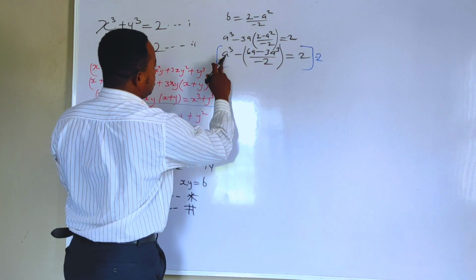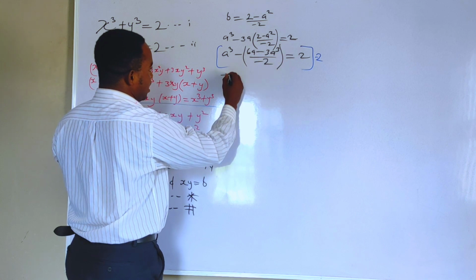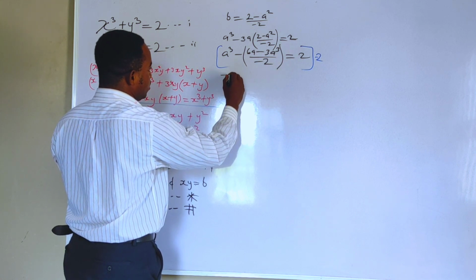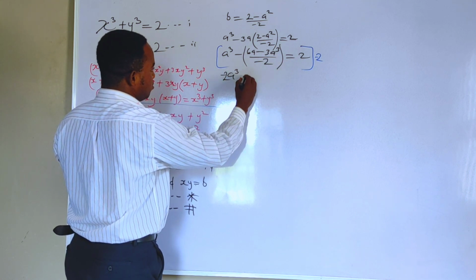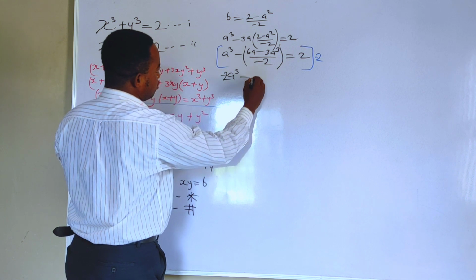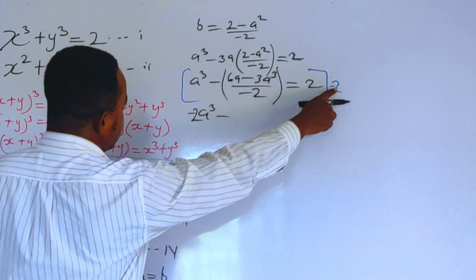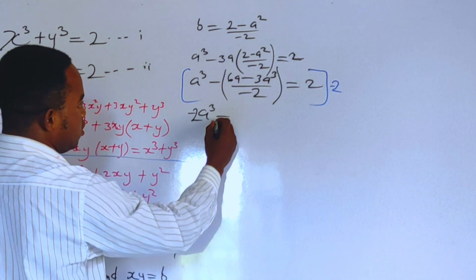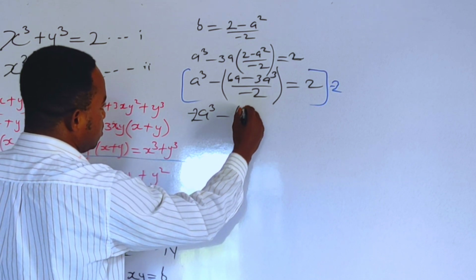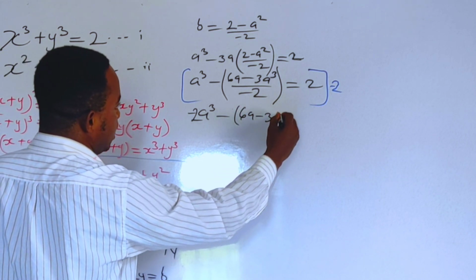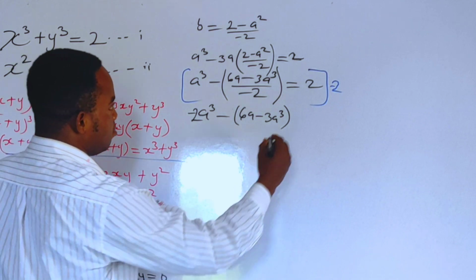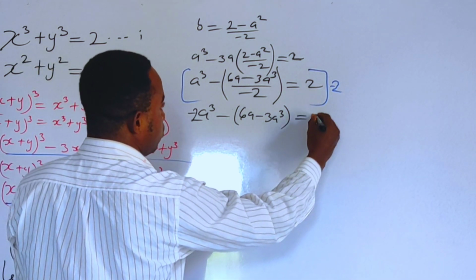So multiplying this by negative 2, we have negative 2a raised to power 3. And this remains. I'm multiplying this part by negative 2, this negative cancels out this. So we have negative into 6a minus 3a raised to power 3. Let's close that bracket there, and all equals 2.